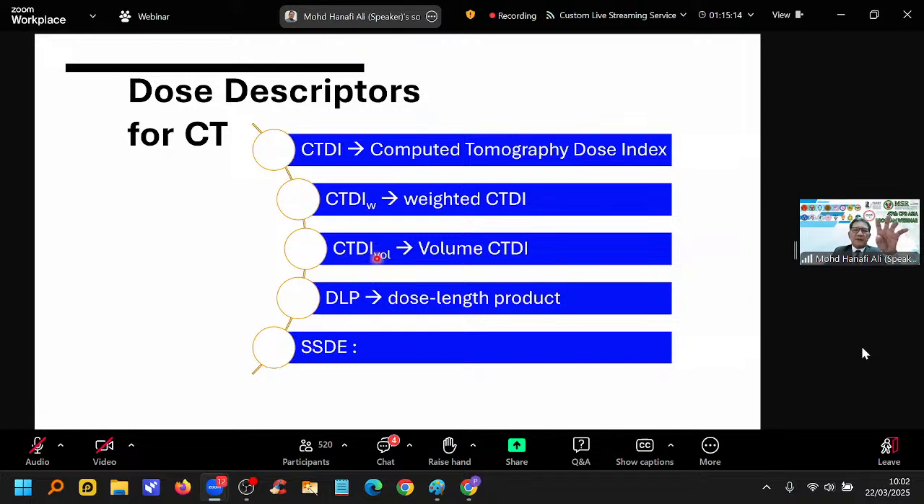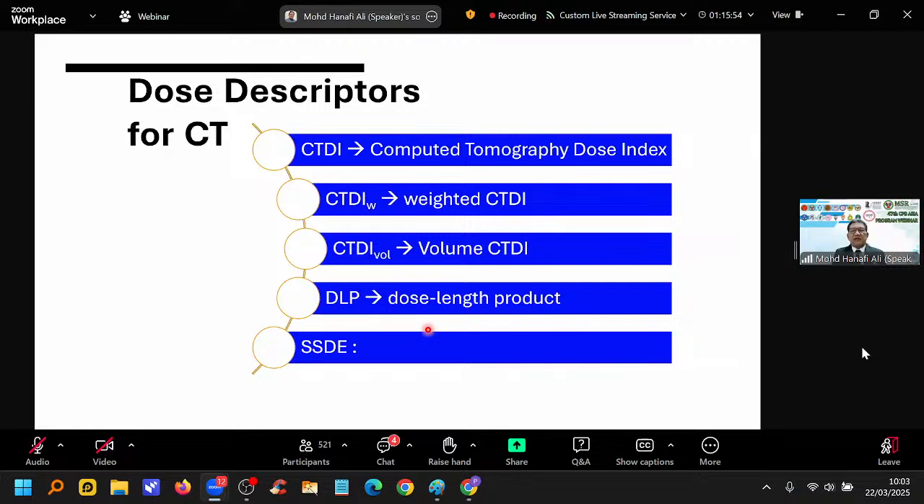Once we have pitch into consideration, then we call it CTDI volume. Okay, so the name changed because of what we calculate and how we get this CTDI. And to get the whole radiation dose from a CT scan, we call it the dose length product, where we multiply the milligray to the length of the distance of the table travel, okay, in unit of centimeter.